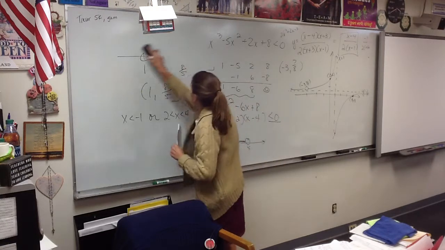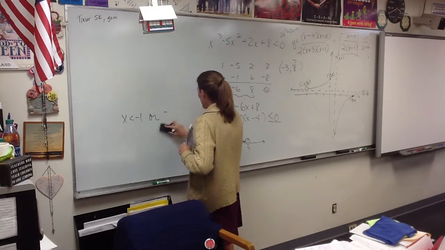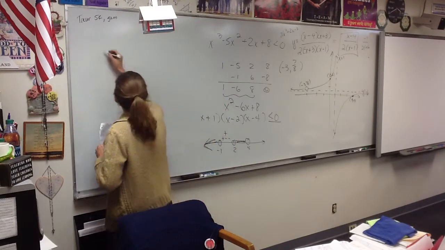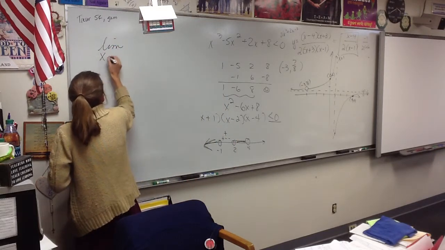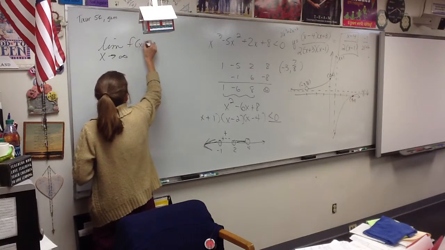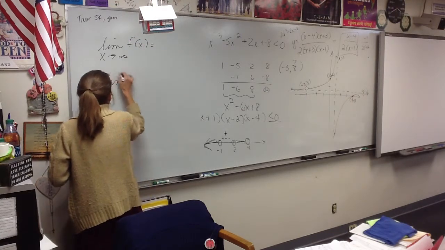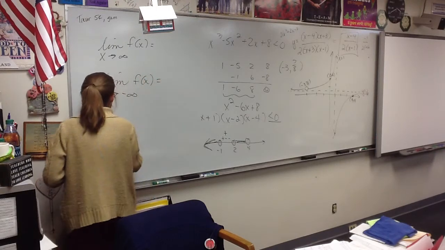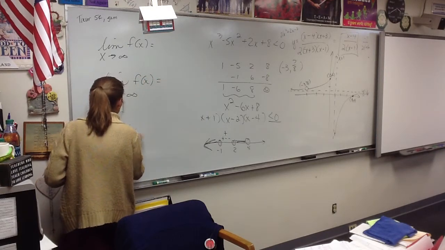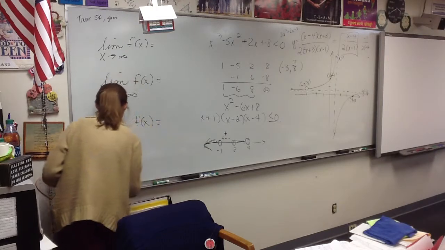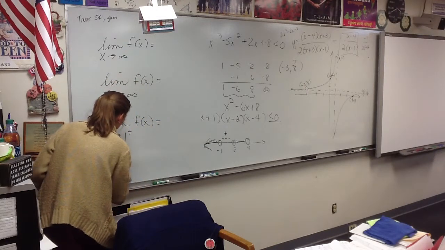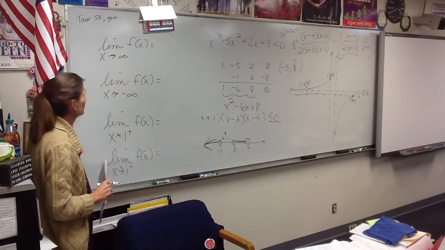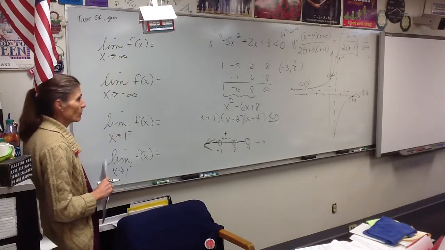Now we want to use limit notation to describe all the asymptotic behavior. So what happens when we go to infinity? What happens when we go to -infinity? What happens when we approach 1 from the positive side? And what happens when we approach 1 from the negative side? So that'll take care of all the asymptotes.